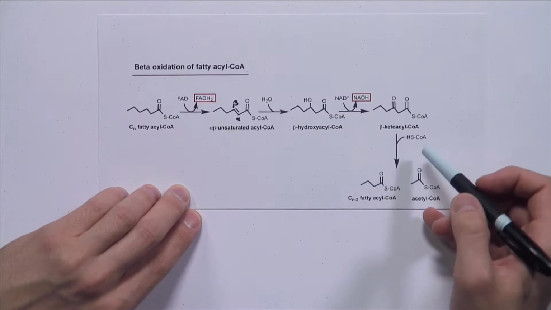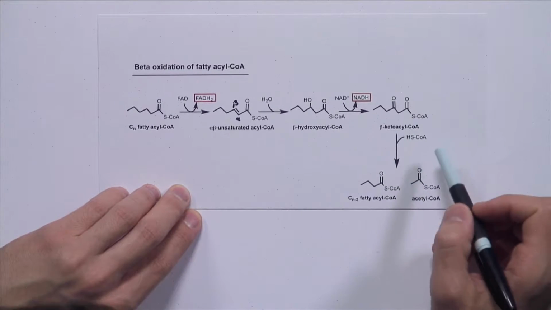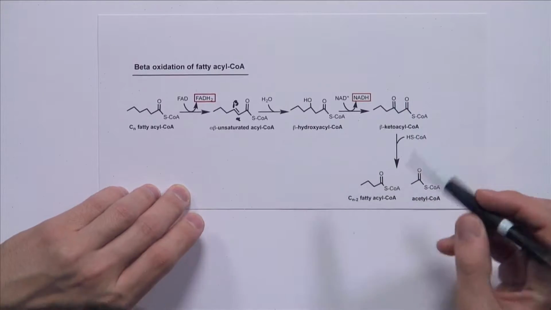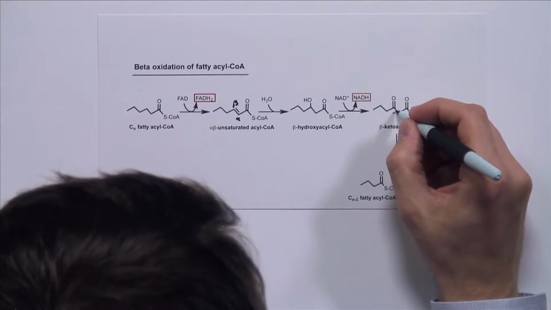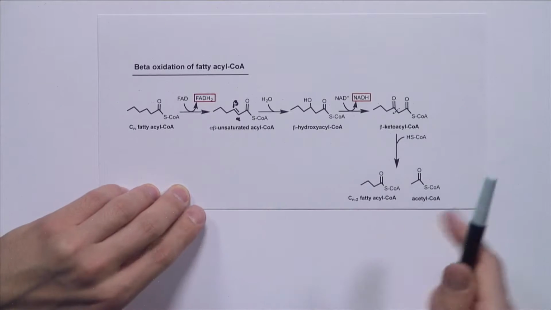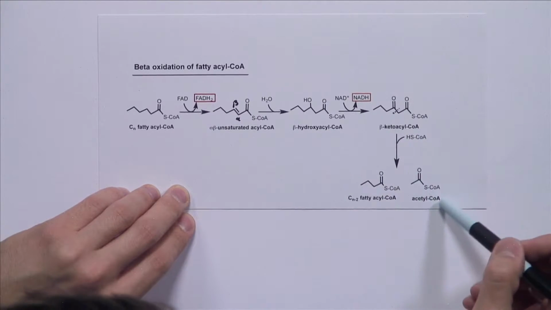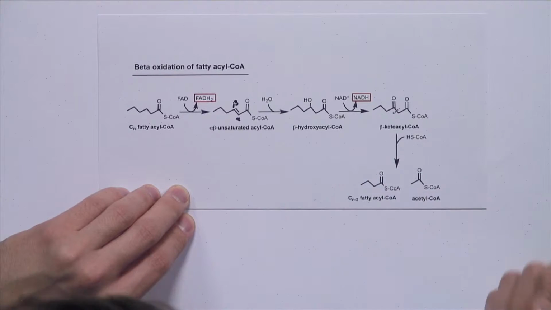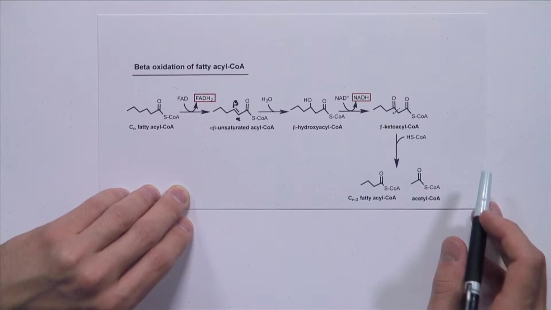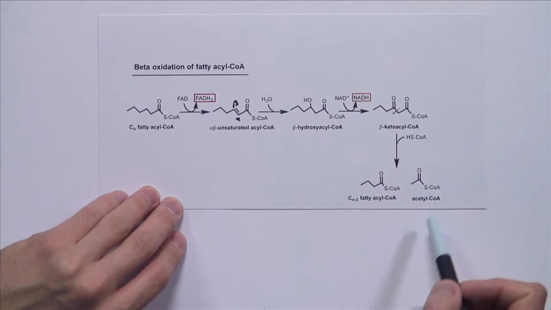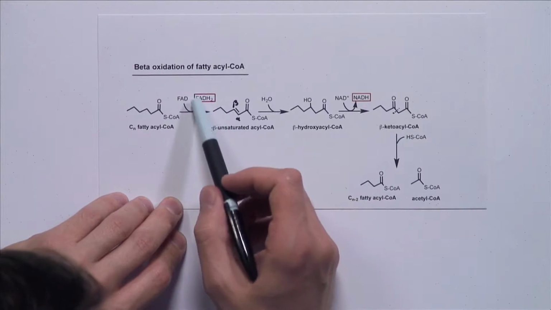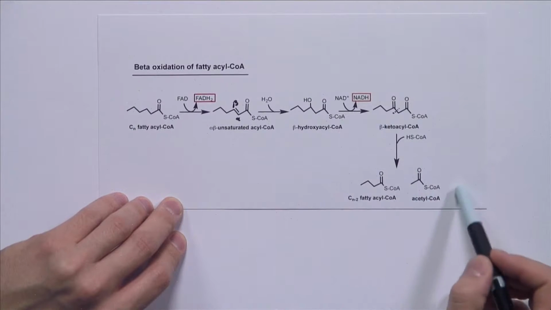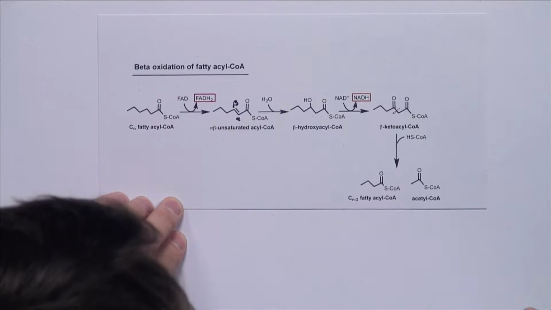Finally, the thiolase, or beta keto acyl thiolase, is going to break down this bond between the alpha and beta carbons in a reverse Claisen reaction to generate one molecule of acetyl-CoA and the remainder of the fatty acid as another thioester. So one round of beta oxidation is going to generate one molecule of FADH2 and one molecule of NADH, as well as one molecule of acetyl-CoA.